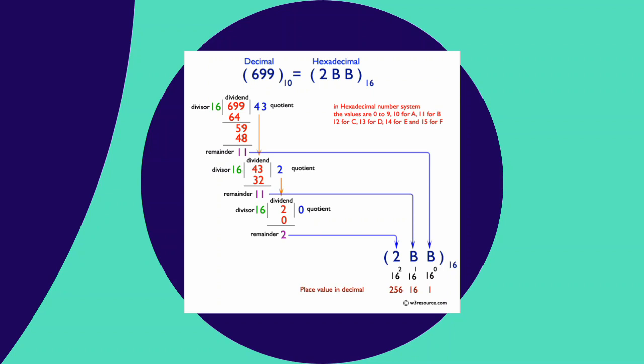So if you look at this example, you can see that they first divided 699 by 16. And they kept dividing the quotients. At the end, they write out the remainders in reverse and replace the numbers with letters. So at the end, 699 in decimal number system is equal to 2BB in hexadecimal number system.